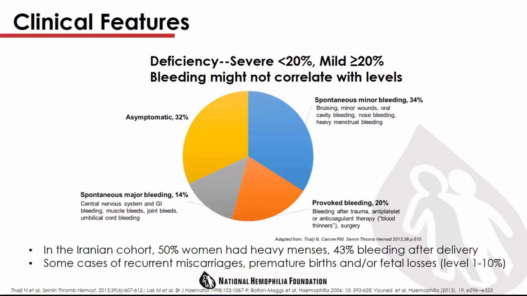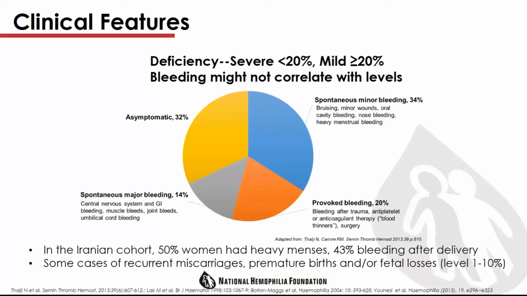Moving on to the clinical features of Factor V deficiency. According to the North American Registry for Rare Bleeding Disorders, Factor V deficiency is classified as severe if the levels are less than 20% and mild if the levels are more than 20%. It is important to remember that bleeding might not correlate with levels. That means that you could have very low levels and not have many bleeding symptoms.